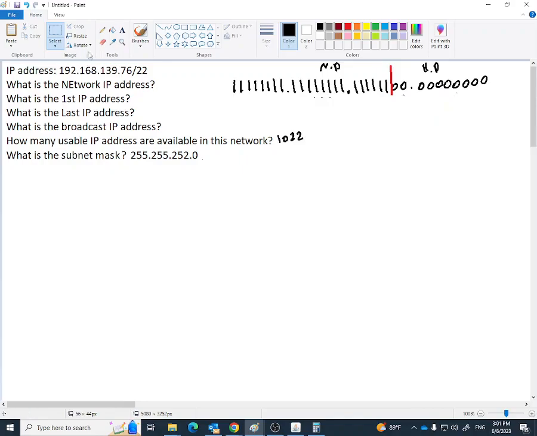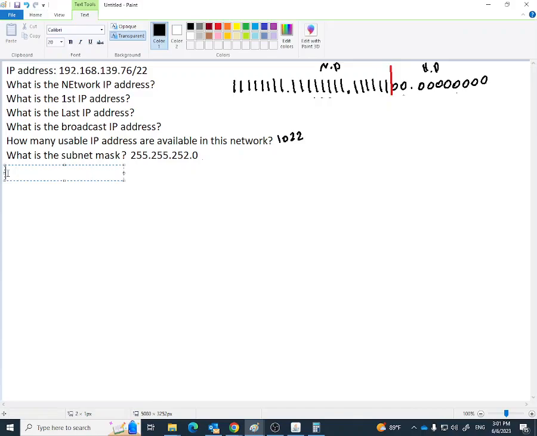Okay, so let's go ahead and put the network IP address. I'm going to put it here. Net IP equals 192.168.136.0/22. Let me extend this space here. And that simply means the first IP is going to equal 192.168.136.1.